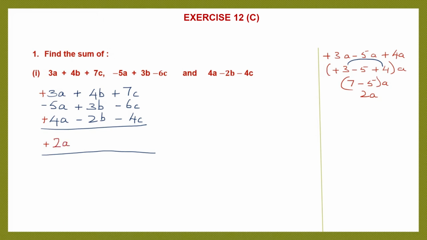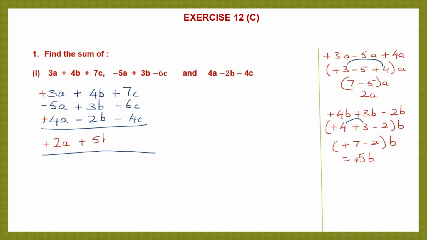Then the next one is plus 4b plus 3b minus 2b. Take only the numbers: plus 4 plus 3 minus 2b. Now add the numbers with the plus sign: plus 4 and plus 3 is plus 7 minus 2b. We get 7 minus 2 is 5, 5b. So here we have plus 5b, putting the sign of the bigger number, plus 5b.